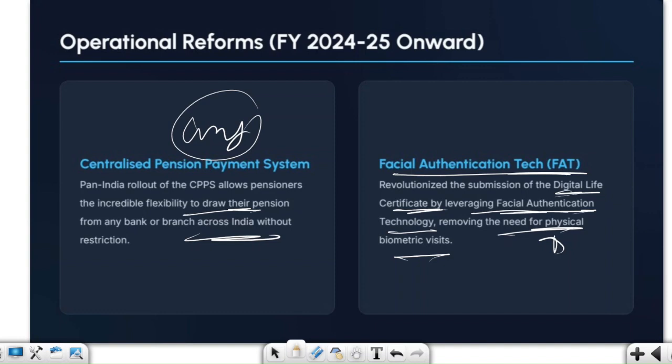So a pensioner traditionally had to establish that they are still alive to continue receiving pension. Now this is done through their digital life certificate. So EPFO has enabled submission using facial authentication technology. For example, there is an 80-year-old pensioner. Instead of repeatedly traveling to an office or bank just to prove that yes, I am alive, digital processes are making the verification easier. So facial authentication technology, that is digital life certificate. Fine.